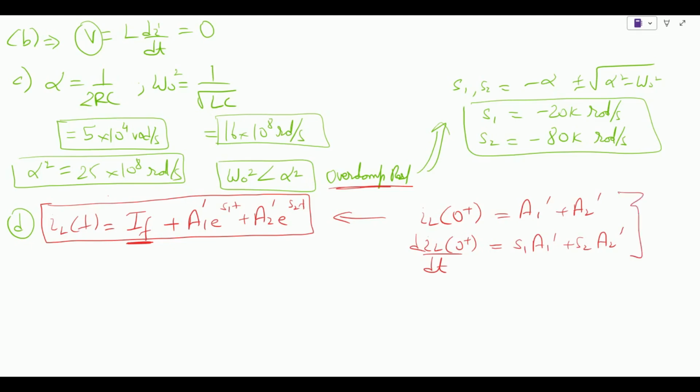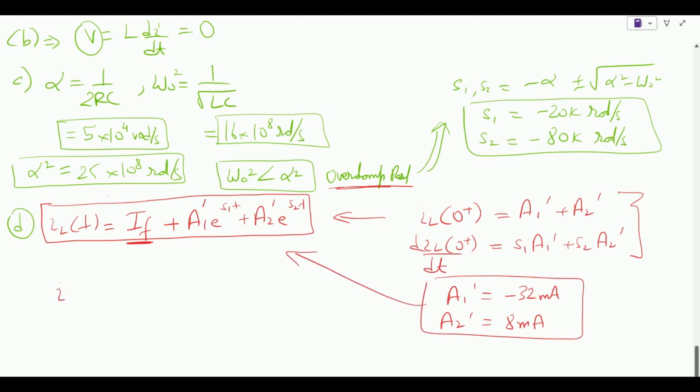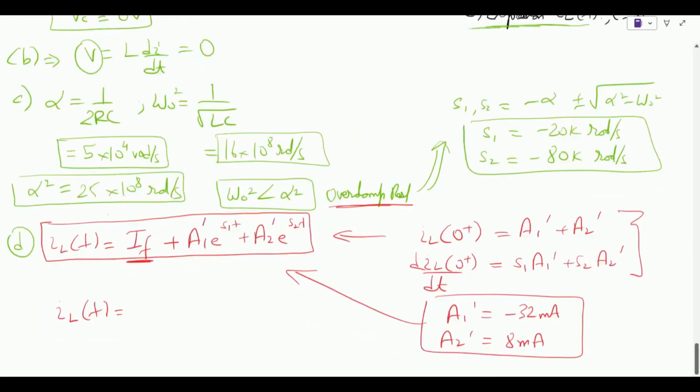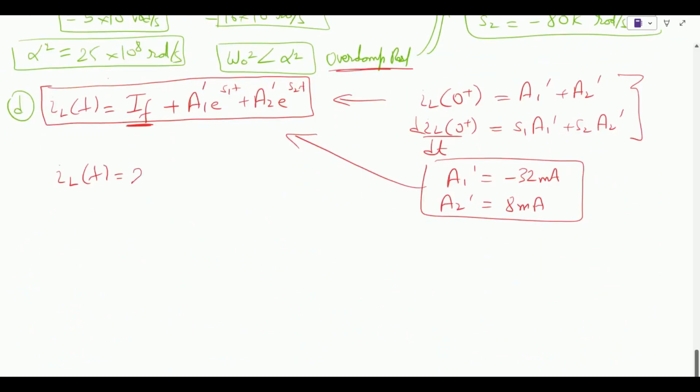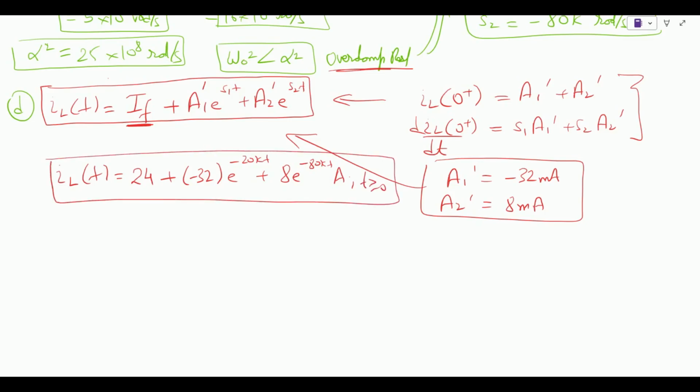Using these two equations and the substitution method, I can find A1 and A2, and thus A1 bar equals minus 32 milliamps and A2 bar equals 8 milliamps. Once I have this, I incorporate it into my final current expression. IL of t will be IF, the current source, which is 24 milliamps, plus the remaining expression. So my final equation comes out to be 24 plus minus 32 e raised to power minus 20 kt plus 8 e raised to power minus 80 kt amps for t greater than or equal to 0, and thus this is the expression for the unknown current for this step response of an RLC circuit.